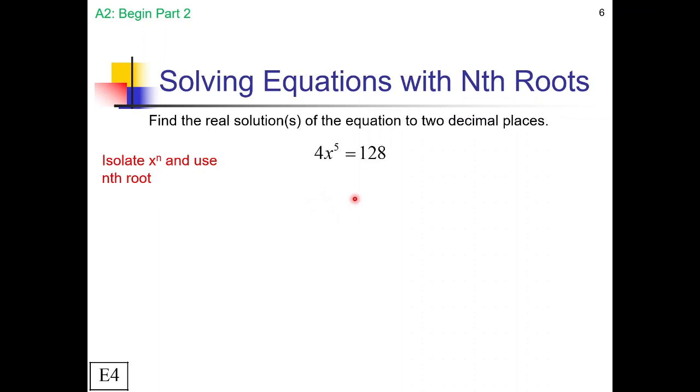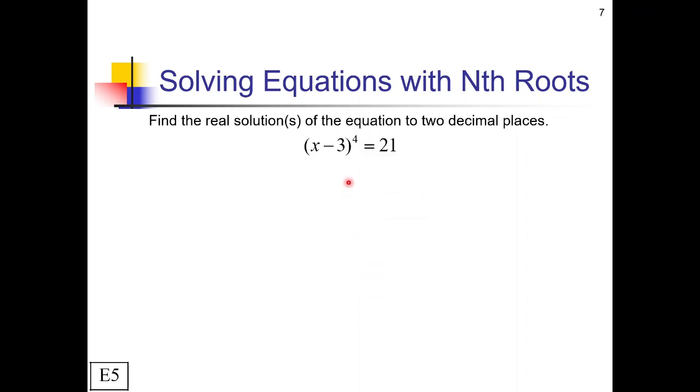All right, so going through this here, first thing I need to do is get the x to the fifth by itself. I can do that by dividing both sides by 4. 128 divided by 4, I'm just doing this in my head, that is 32. And now to undo the fifth power, we're going to need the fifth root. So we'll write x equals the fifth root of 32. And we actually already kind of saw this earlier. That's the number I have to raise to the fifth power to get 32, and that is 2.